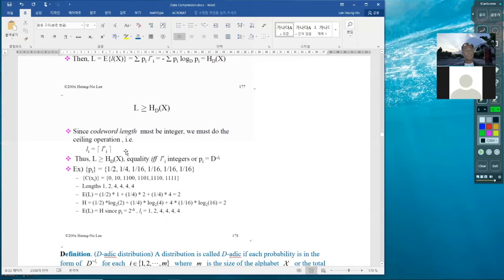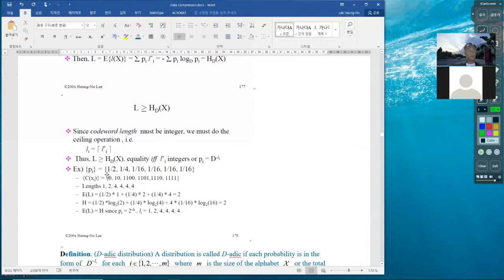Basically, that's the amount of deviation from li star to li. Thus, L, the expected description length, is greater than or equal to HDX, with equality if and only if all li stars are integers.